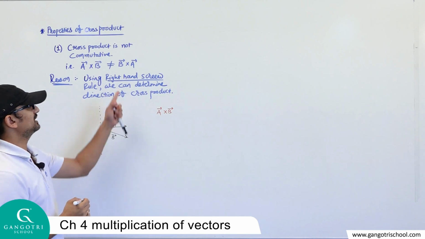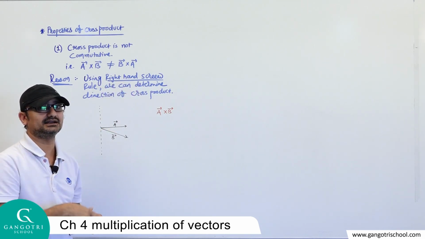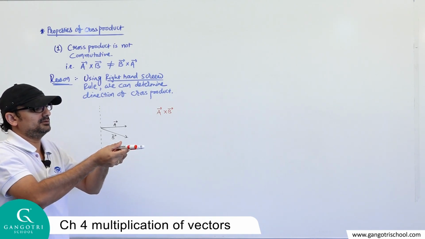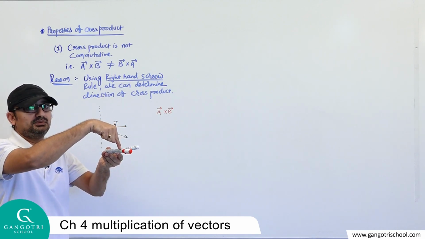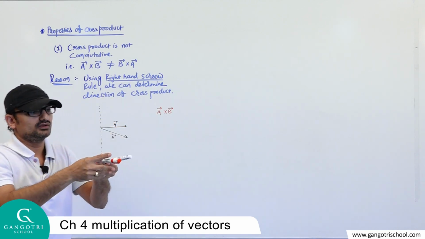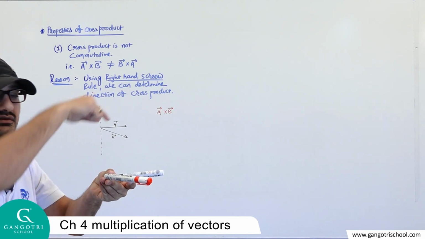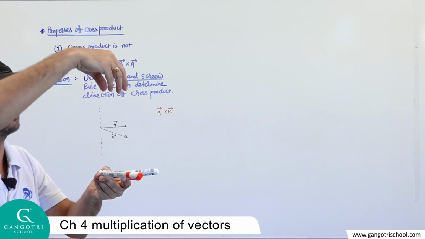First of all, imagine a screw in your right hand. This is vector a and this is vector b. Now if anyone asks us to find the direction of a cross b, this is vector a and vector b. Imagine a screw in your right hand.